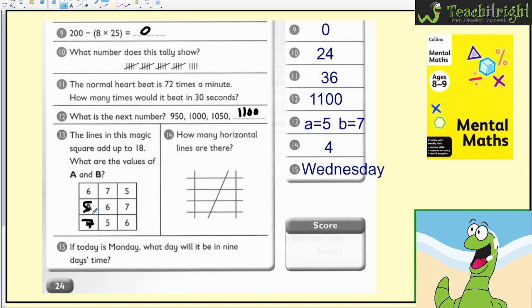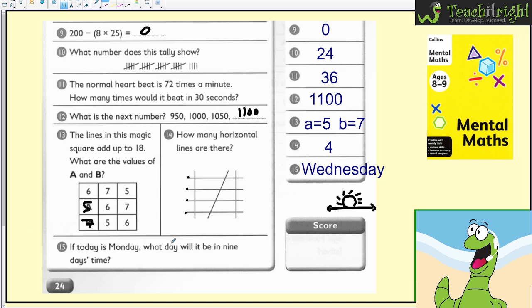That's a good one to check, because of course it involves 2 of the missing numbers. How many horizontal lines are there? Remember, horizontal lines are like the horizon, which is left to right, where you see the sun appearing over the horizon in the mornings. So the horizon is this direction. So you've got 1, 2, 3, 4 horizontal lines.